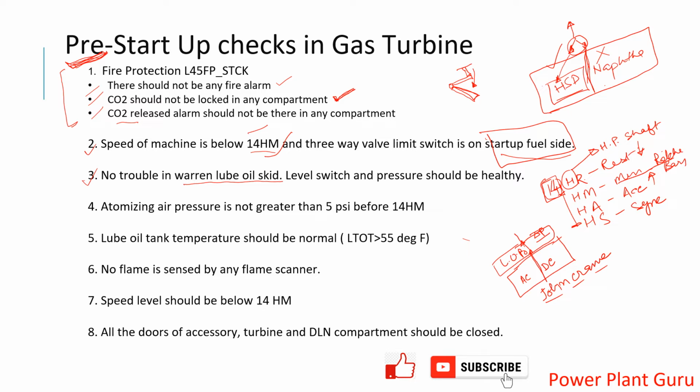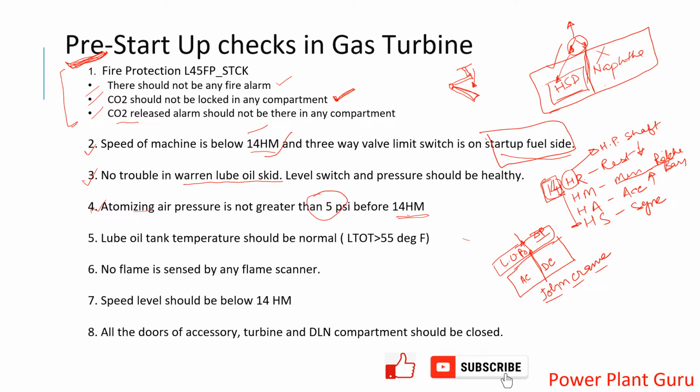So that is from where it is coming. So next one is atomizing air pressure measurement. It should not be greater than 5 psi before HM. It is very normal that it should not be 5 psi, but this is to check that your atomizing air pressure is being measured very accurately. There is no error in measurement of your atomizing air pressure, so that is why this check is there.